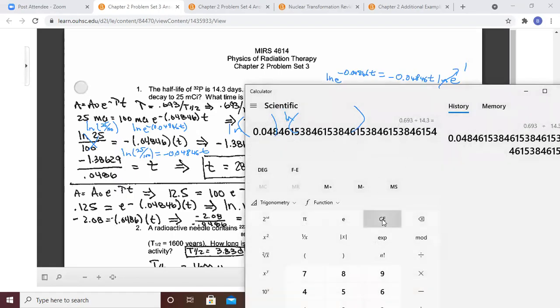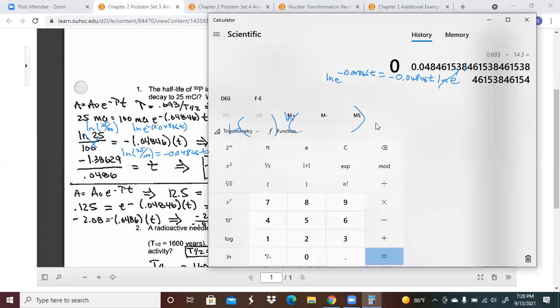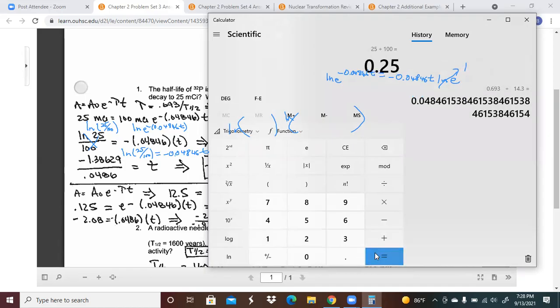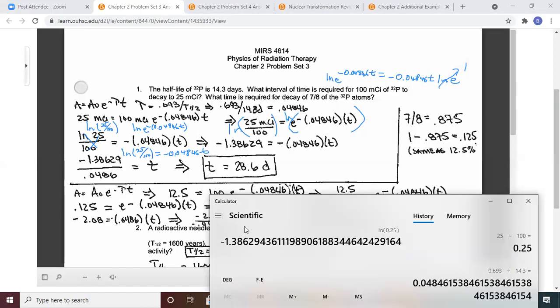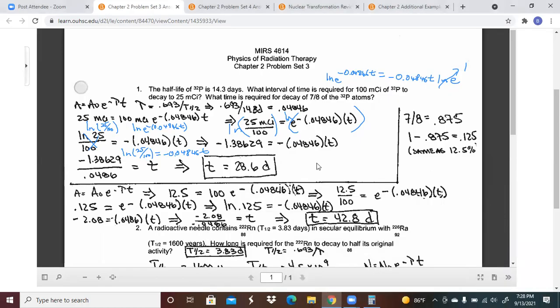If you clear all of this out, bring this up here like this, if you take 0.25, which is the same as 1 divided by 4, or if you take 25 and divide it by 100, that's what you come up with. You take the natural log, that's what you've got, 1.38629. So that's where this comes from. So this disappears, this becomes this, and is still equal to this garbage over here on the side.